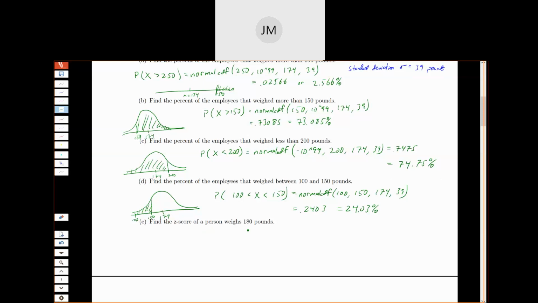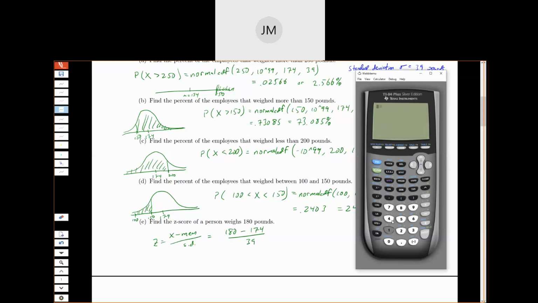All right, find the z-score of a person that weighs 180 pounds. So z is x minus the mean over the standard deviation. So I'm going to take this 180 and subtract the mean, 174, and divide by the standard deviation, 39.